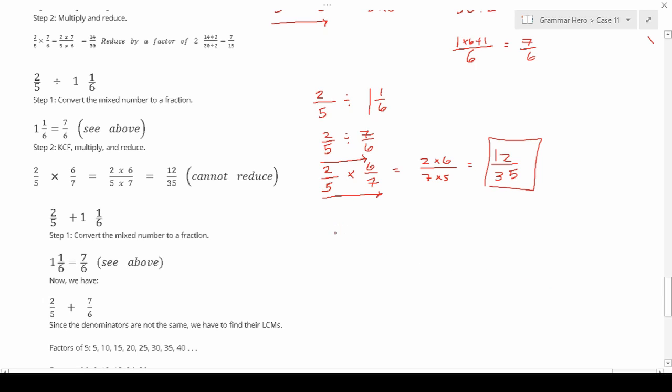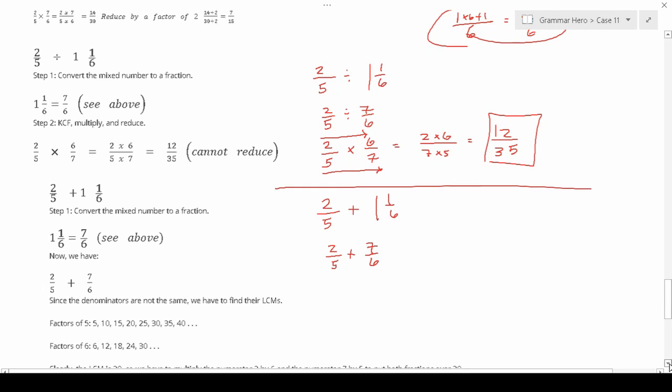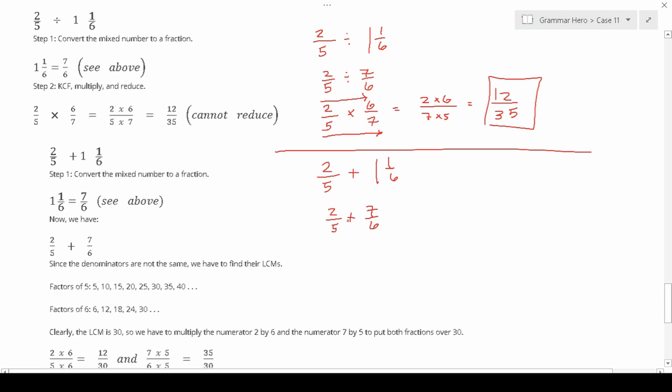Okay, let's try another variation of this problem. 2/5 plus 1 1/6. And again, now this is an addition problem with a mixed number. Let's first convert this to a fraction, which we did up here. So let's just rewrite this as 2/5 plus 7/6. Okay. Now it's a simple addition problem of fractions.